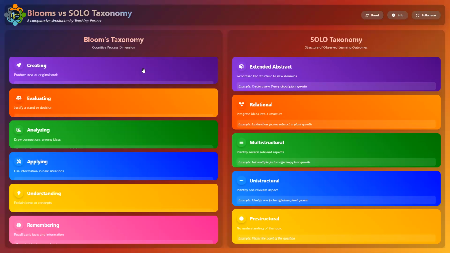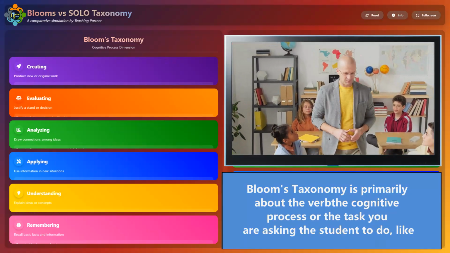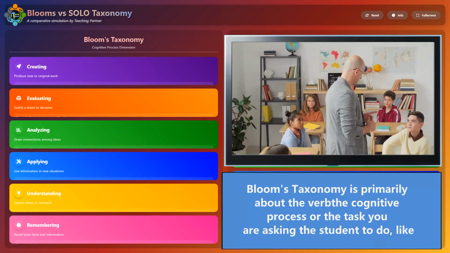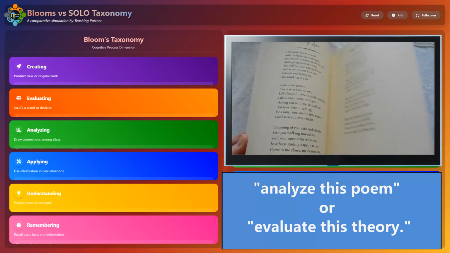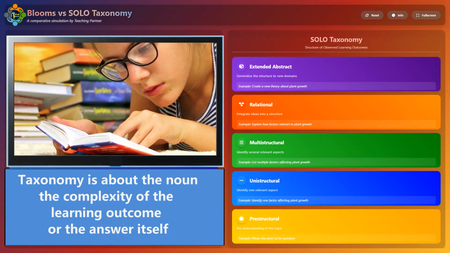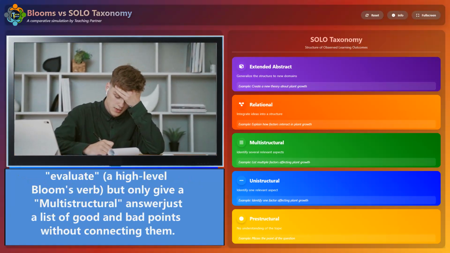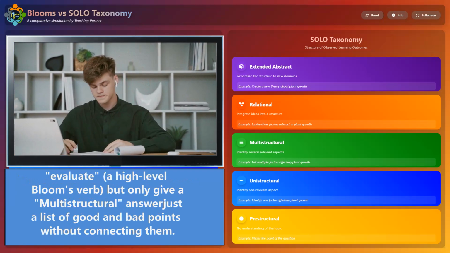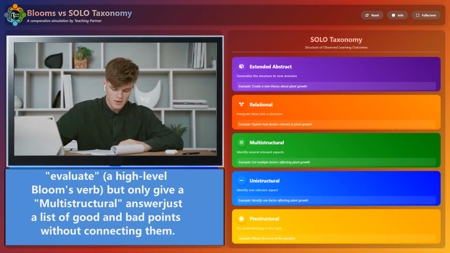So, how do they compare? The biggest difference is their focus. Bloom's taxonomy is primarily about the verb, the cognitive process, or the task you are asking the students to do, like analyze this poem or evaluate this theory. Solo taxonomy is about the noun, the complexity of the learning outcome, or the answer itself. A student can be asked to evaluate, a high-level Bloom's verb, but only give a multi-structural answer, just a list of good and bad points without connecting them.